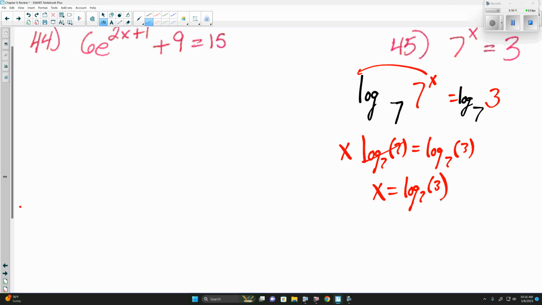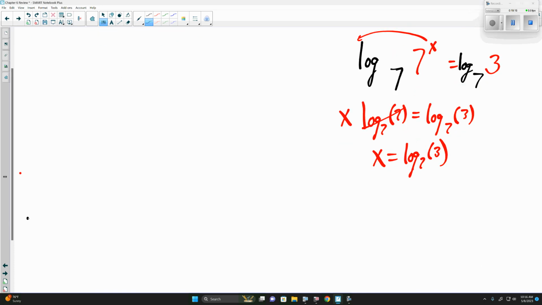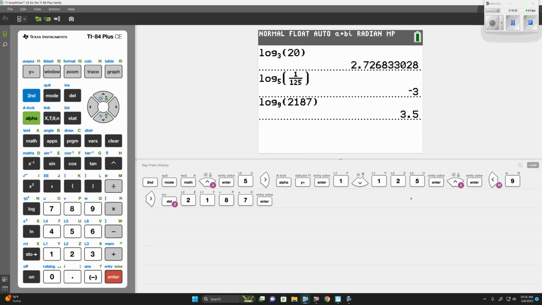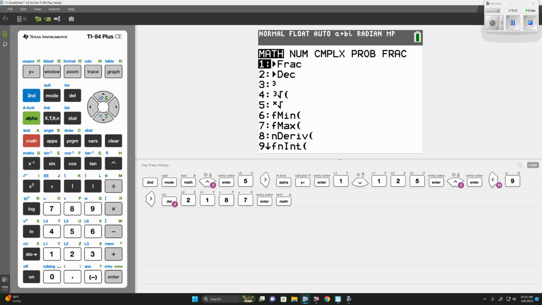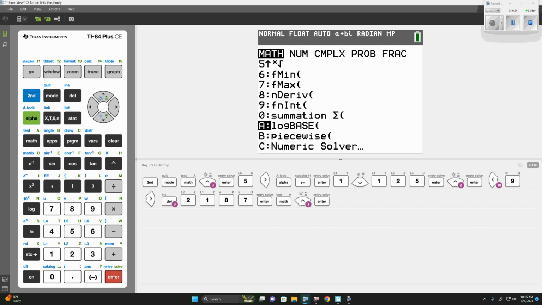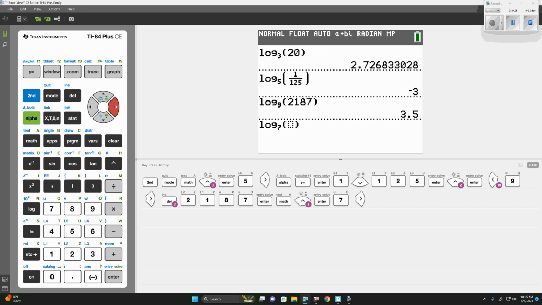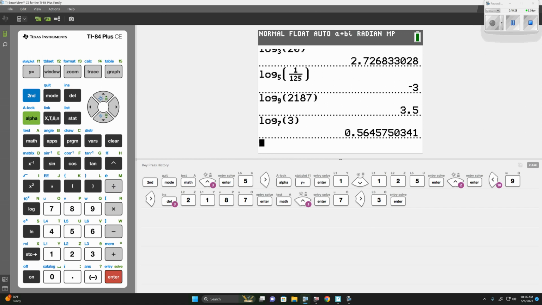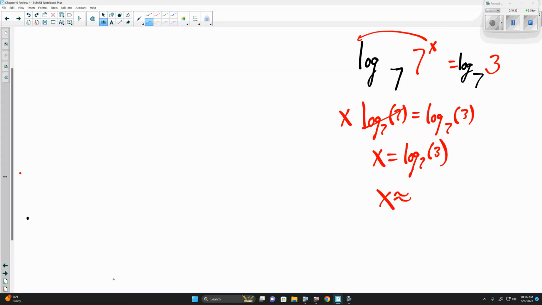So that is 1, leaving us just x is equal to log base 7 of 3. Now, in the graphing calculator, we can go to math. Log base 7 of 3 is 0.565 if we're rounding to the nearest third decimal place.